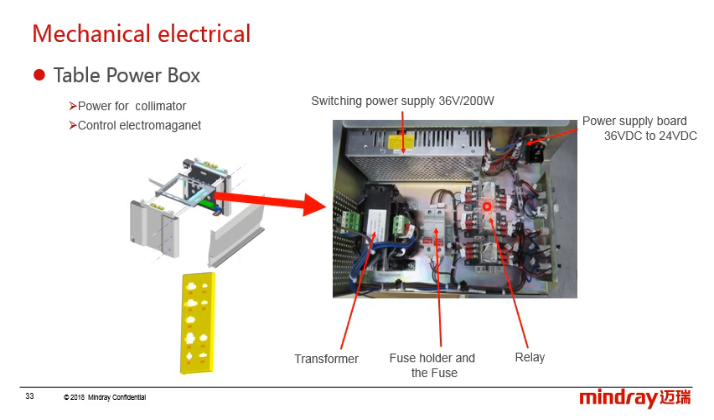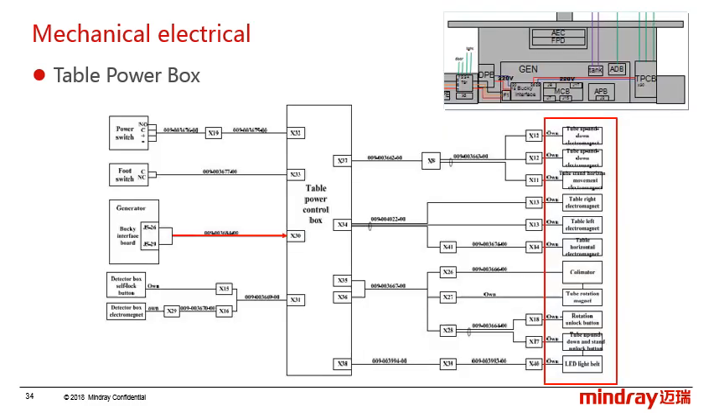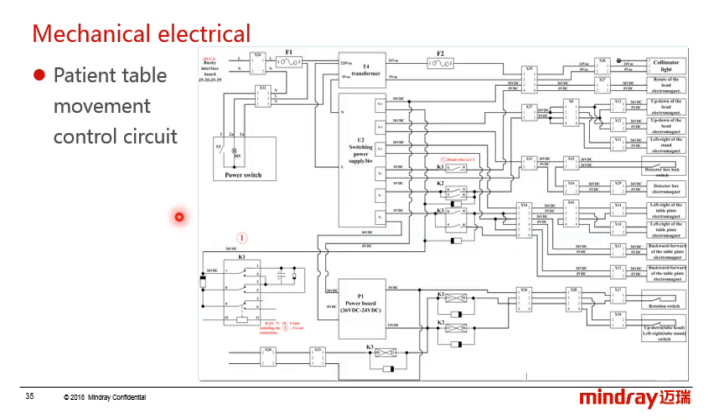And this is the relay and the fuse holder. From the diagram, we can see the table power box power comes from the bucket interface board, and its power transmits to different electromagnets, the collimator, and the control buttons on the tube collimator assembly. And here is the table power box control circuit.